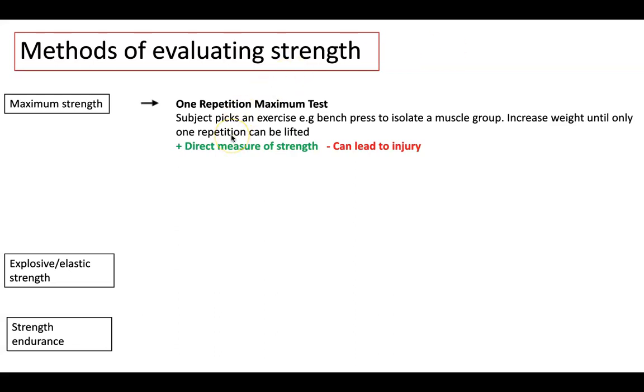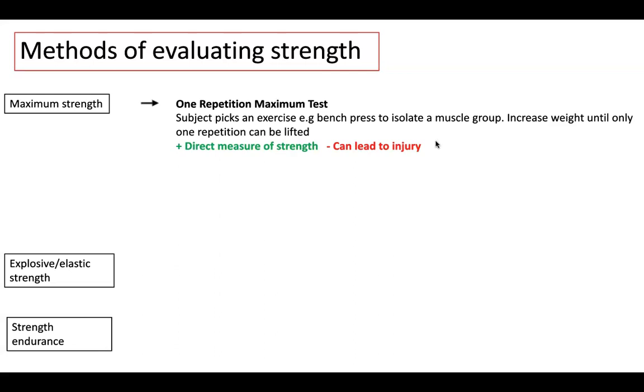This is really good because it's a direct measure of strength, as well as it's easy to produce with regards to accessible equipment in a gym. Most muscle groups can be tested as well. However, the disadvantages are it can lead to injury. Trial and error may induce early fatigue. So when I spoke about increasing weight until only 1 repetition can be lifted, if you do that too many times, that can lead to fatigue and potentially not give an actual true representation of your 1 repetition max. So it can lead to injury is one of them. Trial and error may induce early fatigue.